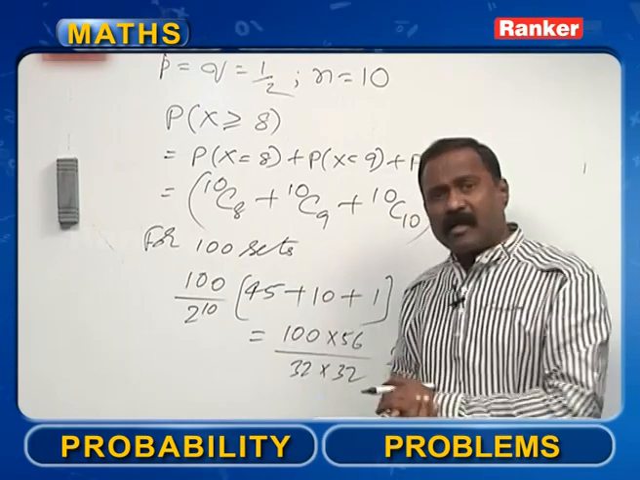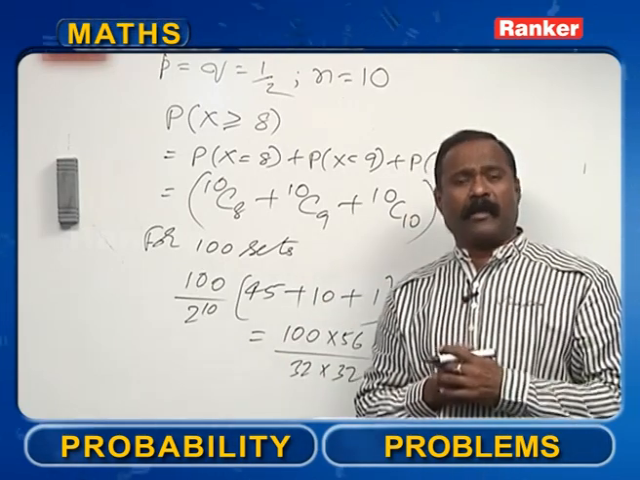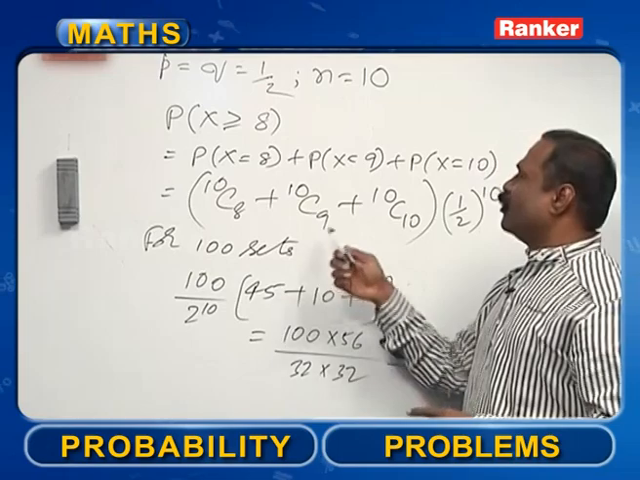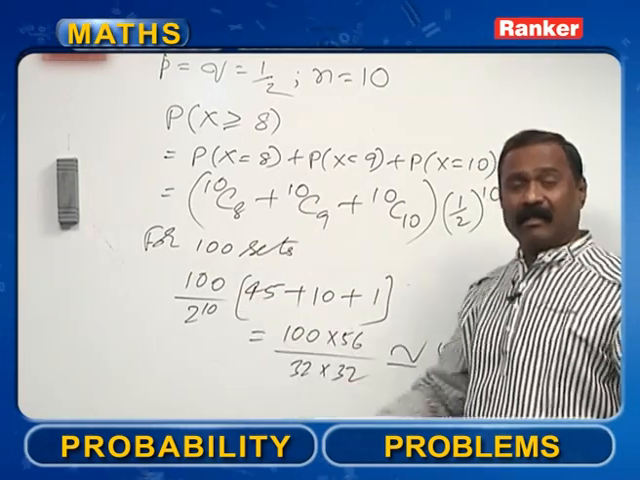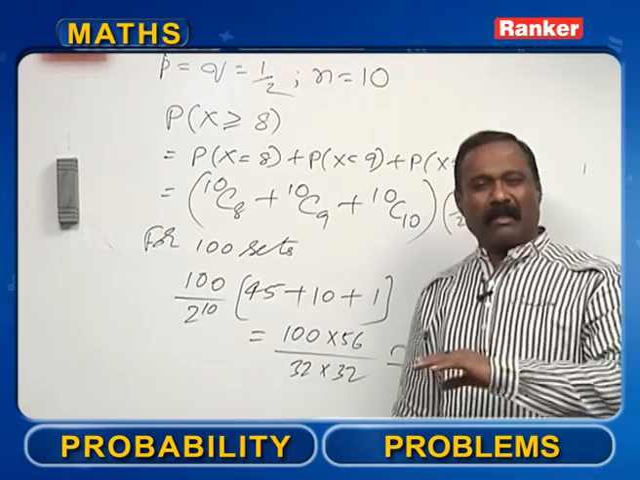So, whenever 100 sets, like 10,000 families in the previous problem, are given, you find out the probability for one set and multiply that probability with 100. Thereby, you will not have any confusion.